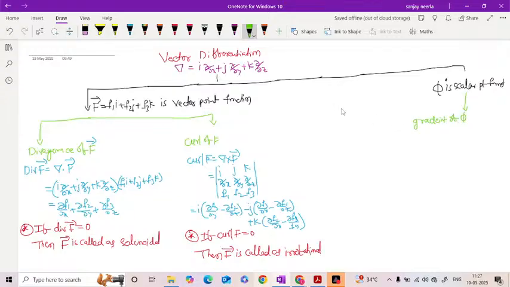So gradient of pi, we will write grad pi, and mathematically we will write del pi. The calculation is i into dou by dou x plus j into dou by dou y plus k into dou by dou z into pi. That means i into dou pi by dou x plus j into dou pi by dou y plus k into dou pi by dou z.